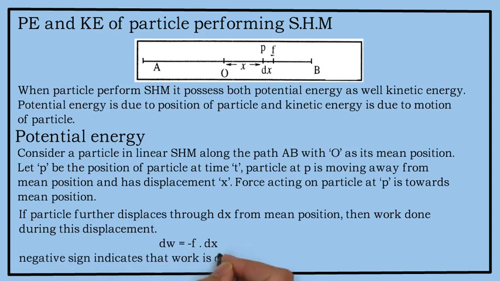Now you will wonder why it is minus F into dx. What is work done? Work done is a dot product of force and displacement. If you see the force, it is acting towards the mean position, and the displacement is away from the mean position. What is the angle between them? 180 degrees. So dW becomes mod of F vector, mod of dx vector, into cos 180. Mod of F vector is F, mod of dx vector is dx, and as cos 180 is minus 1, dW becomes minus F into dx. The negative sign indicates that work is done against the force.